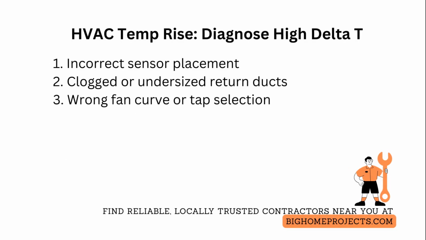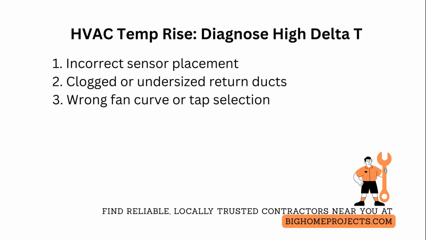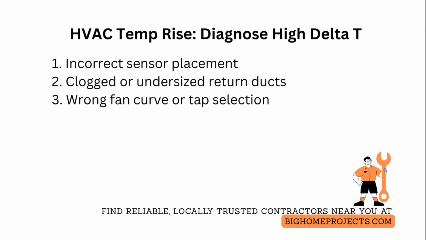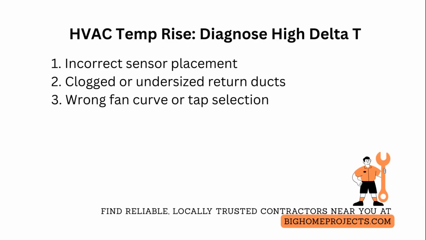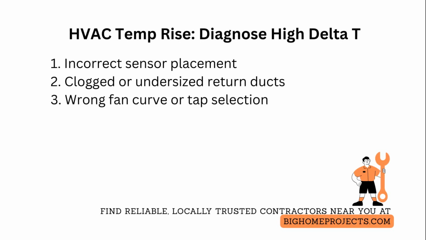One of the most common mistakes is incorrect sensor placement causing false high DeltaT readings. Fix by relocating the sensor away from radiant heat, registers, and direct sunlight and recheck after a 10 to 15 minute steady state run.